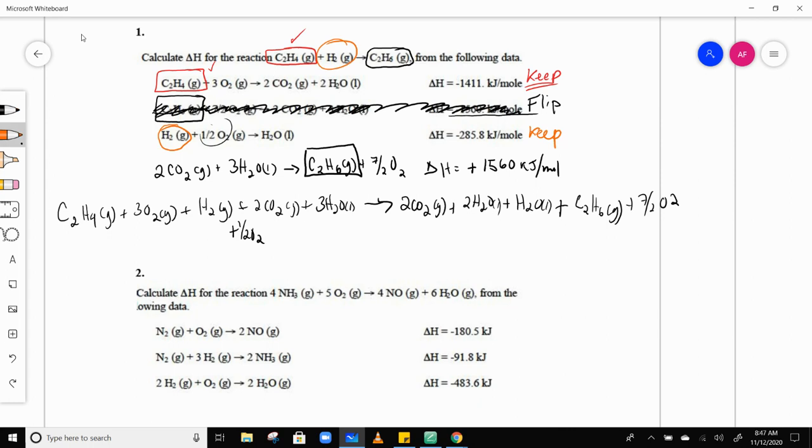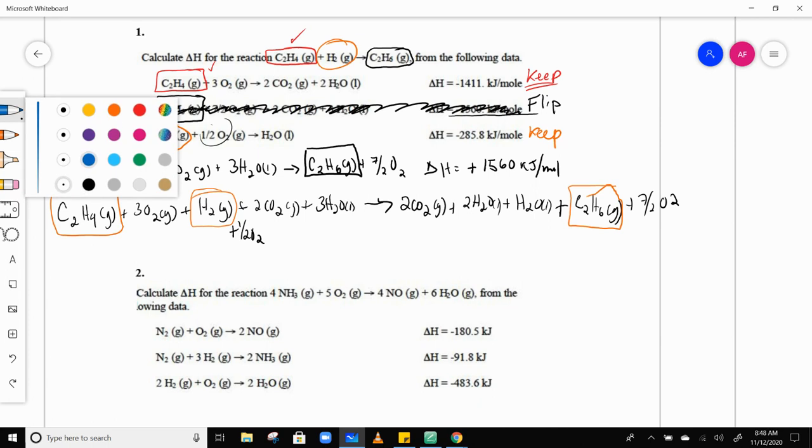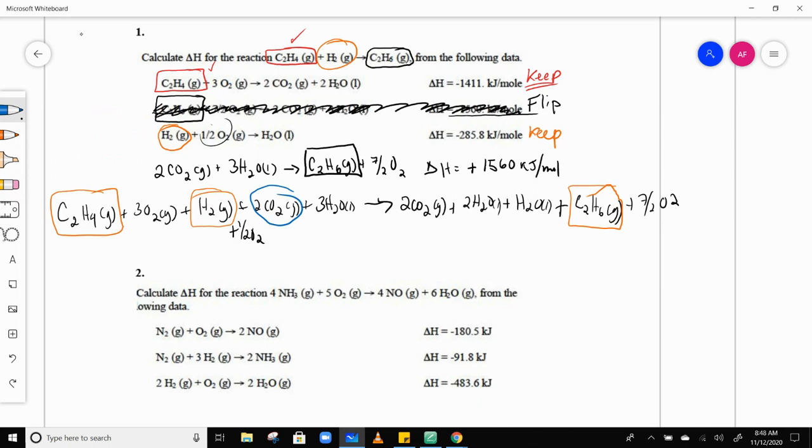Okay, so let's just see. We have what we need. C2H4, we have H2, and we have C2H6. So that is the reaction we needed. All this other stuff needs to cancel out. When I say cancel out, I mean if it's on one side, it's got to be on the other as well. So for example, here you have 2 CO2 and 2 CO2. There's no need to write it. It doesn't change at all. So we can cancel those out.